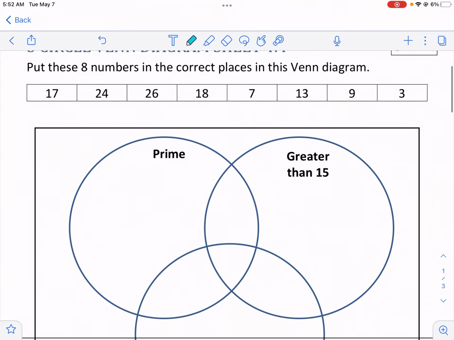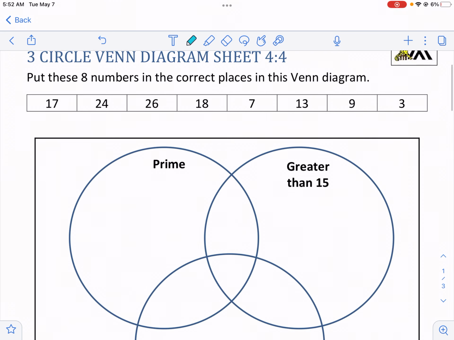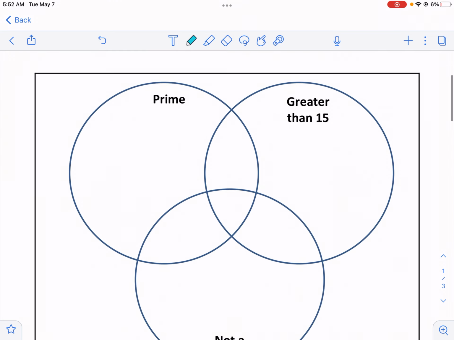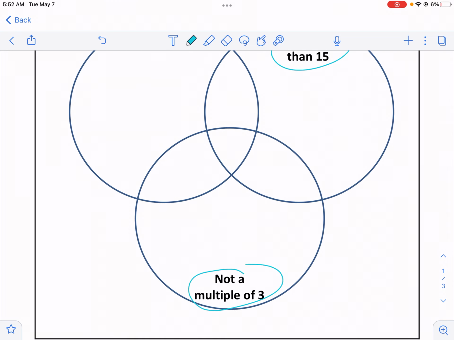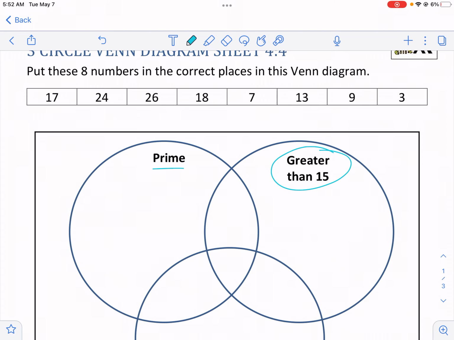So what we need to do with this math exercise is categorize these 8 numbers and put them into this Venn diagram according to these categories. So we have prime numbers, numbers that are greater than 15, and then not a multiple of 3. We're going to start with prime numbers.